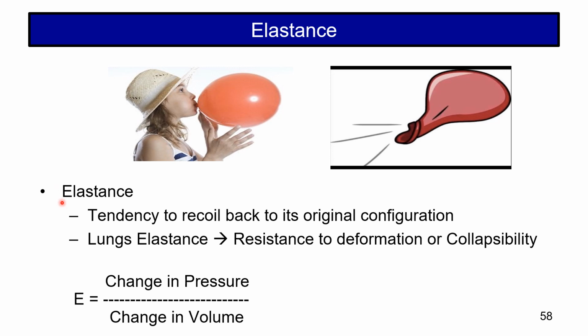Elastance is the tendency to recoil back to its original configuration. When we particularly talk about lung elastance, we're talking about resistance to deformation or the collapsibility of the lungs. Since it is a reciprocal term of compliance, elastance is computed as a change in pressure over a change in volume.